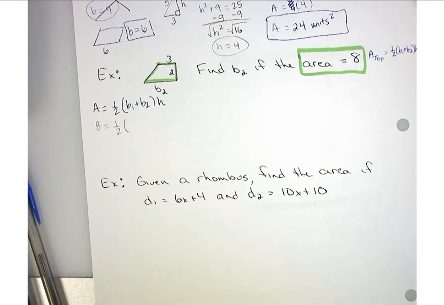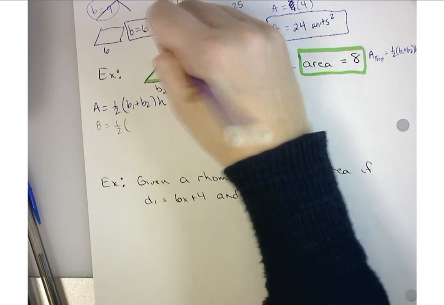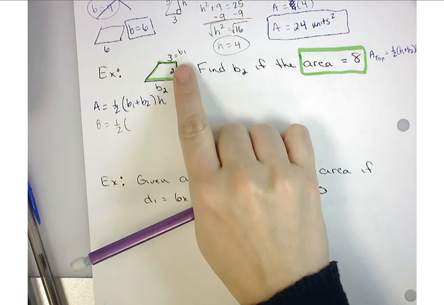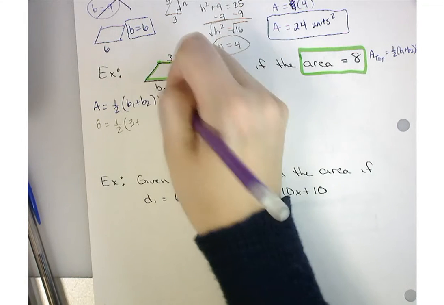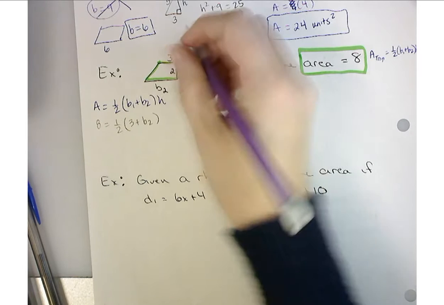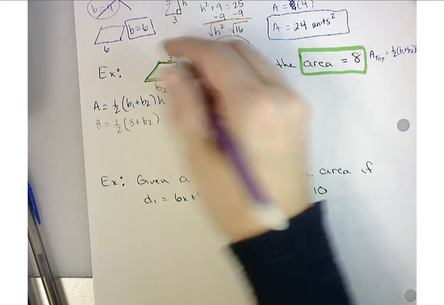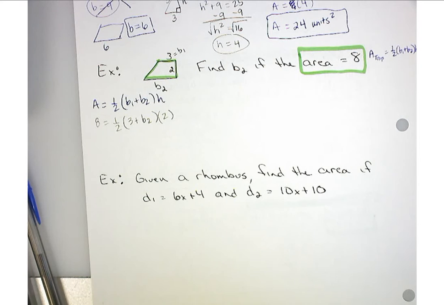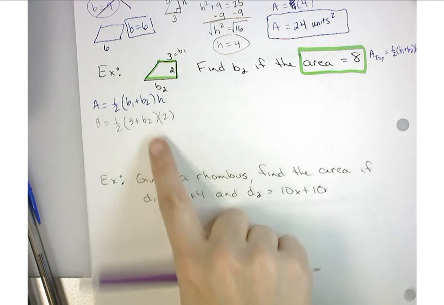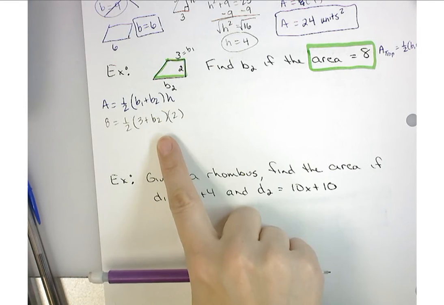What's your b sub 1? 3. So sometimes I like to label that on my picture, my b sub 1. B sub 2 is what we're trying to find. Okay, and then your height, which is going to be 2. Okay, so we have to get b sub 2 by itself. What are you guys thinking?